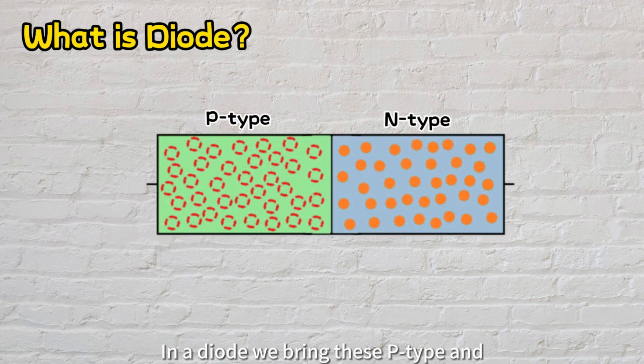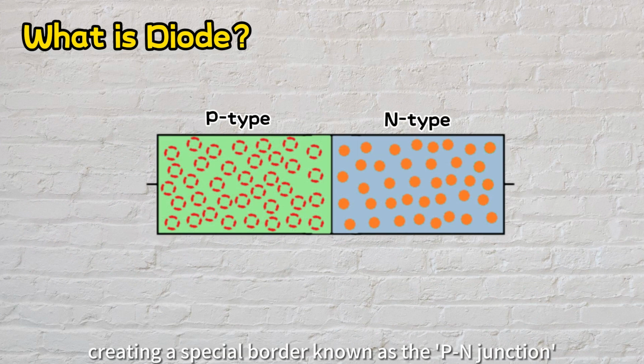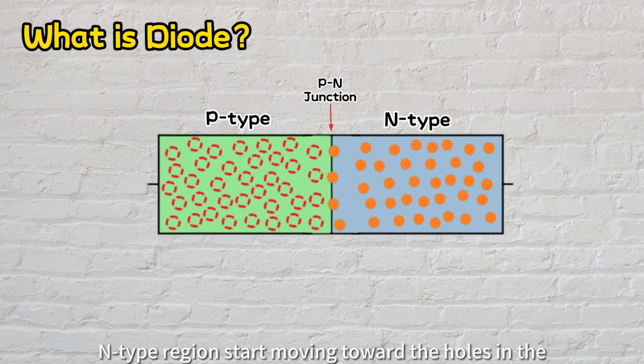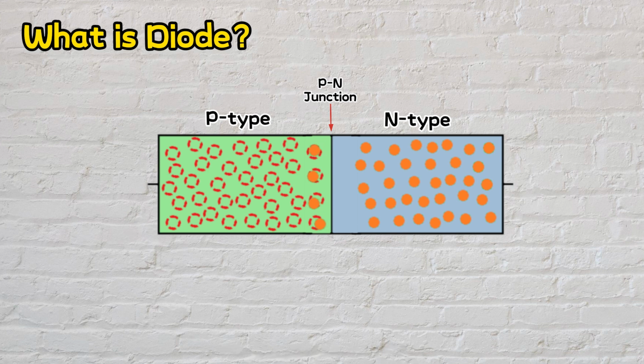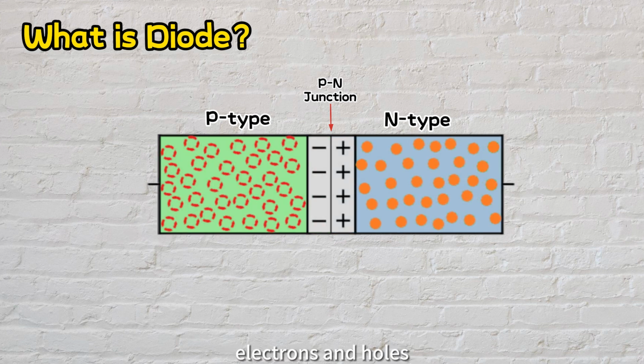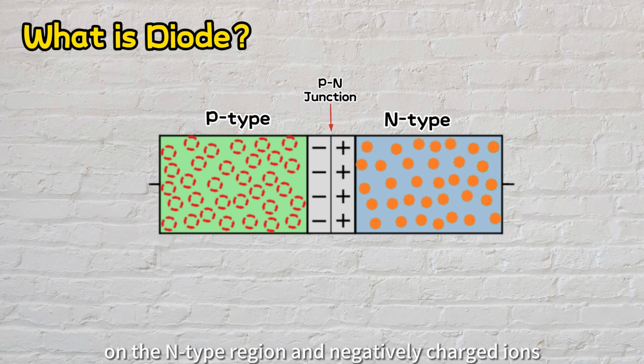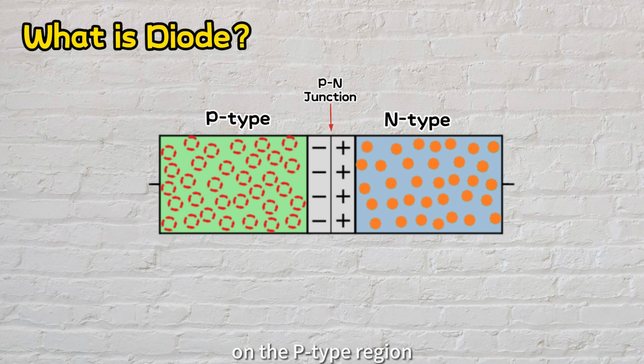In a diode, we bring these p-type and n-type semiconductors together, creating a special border known as the p-n junction. Now, this is where things get interesting. At this junction, the free electrons from the n-type region start moving toward the holes in the p-type region naturally. The recombination of electrons and holes creates a layer of positively charged ions on the n-type region and negatively charged ions on the p-type region.